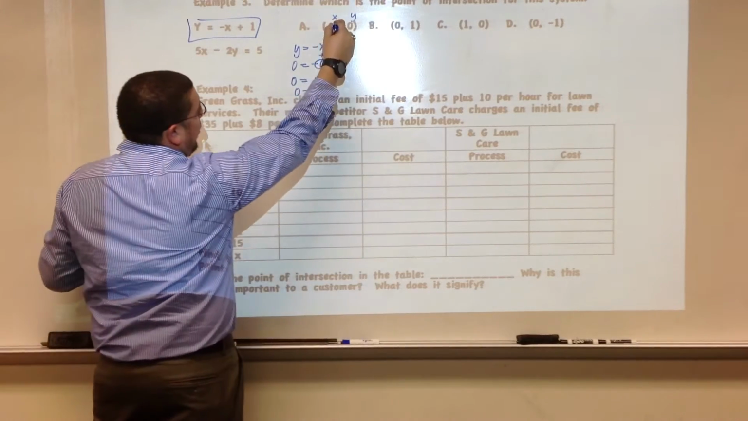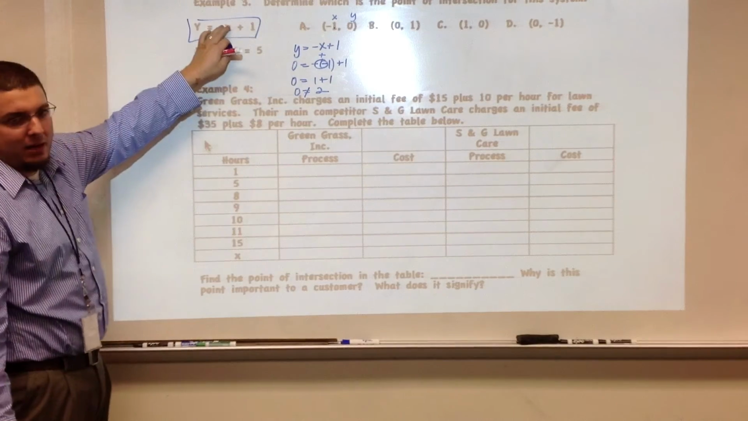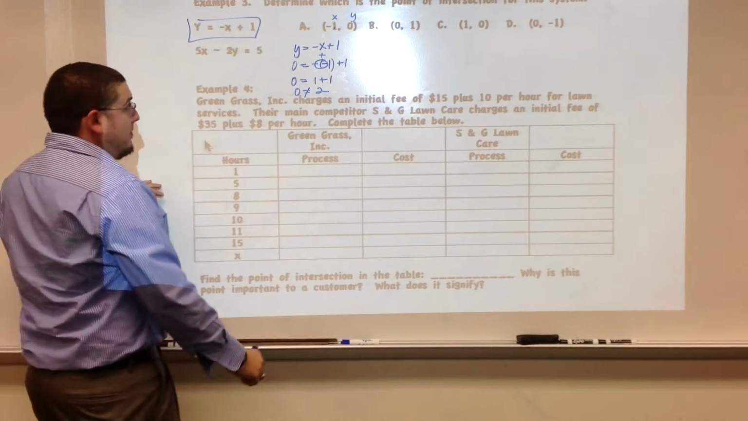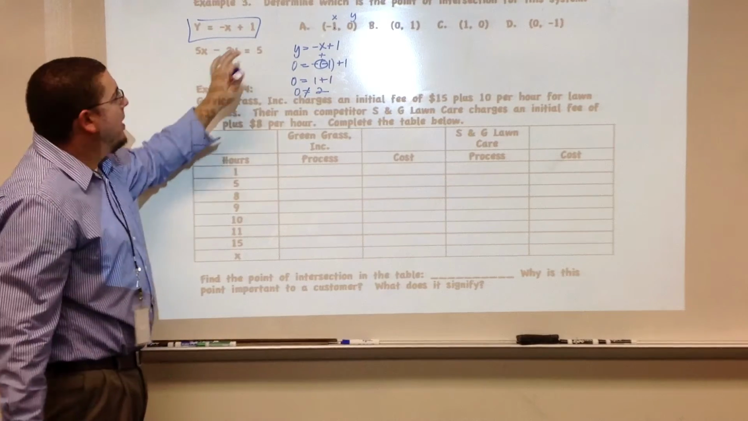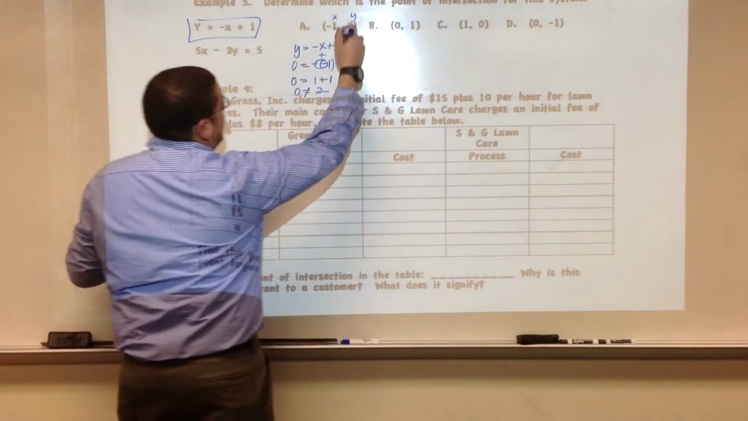That means this point does not work in that equation. It might work in this equation, but we don't care about that. We want the one that works in both equations. So this is definitely not the answer.